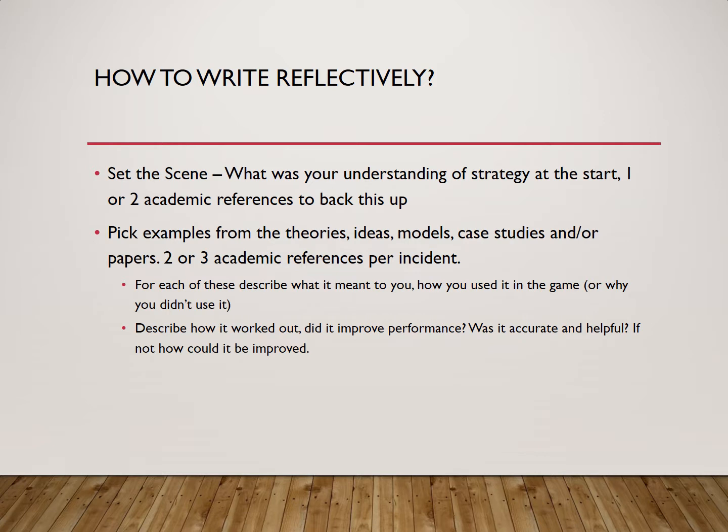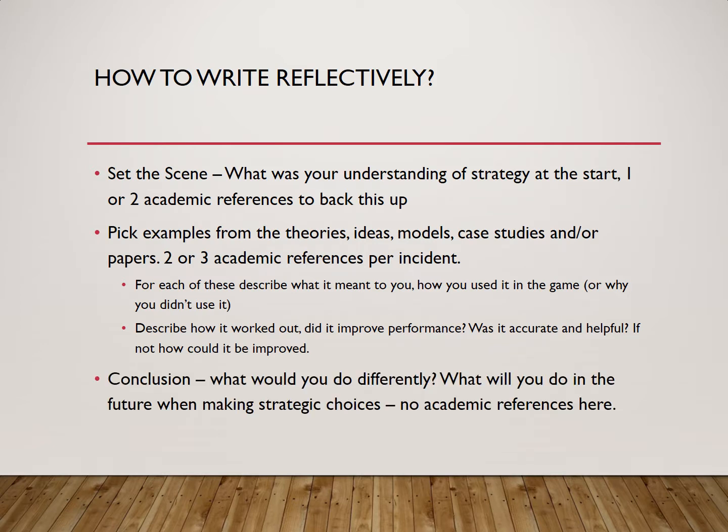What did these things mean to you? Describe them: how you used them in the game, how you used them in the case, how you used them in various places, or maybe why you didn't use them, why you rejected certain models that were put forward. Describe how it worked. Did it improve your performance? Was it actually helpful? And if you found that the model was maybe wrong in some ways but was useful, how might you be able to improve it to make it more useful?